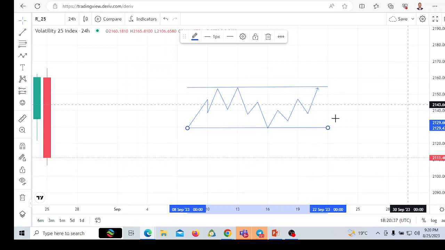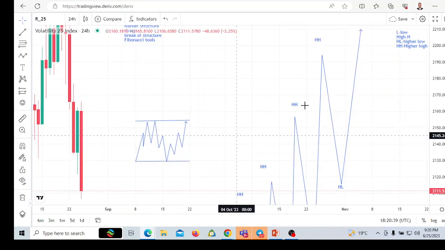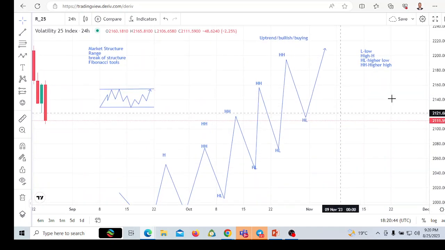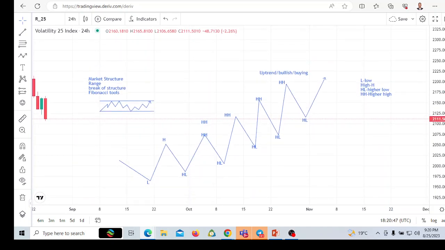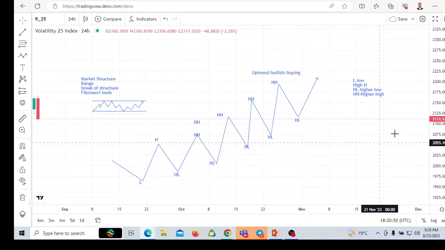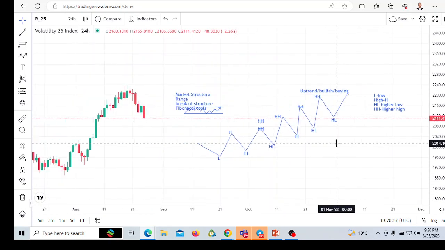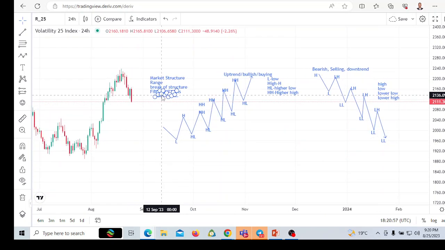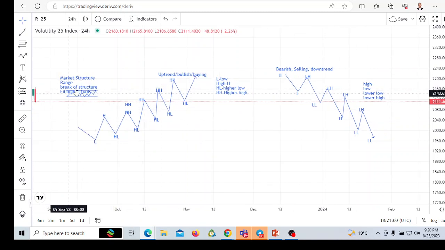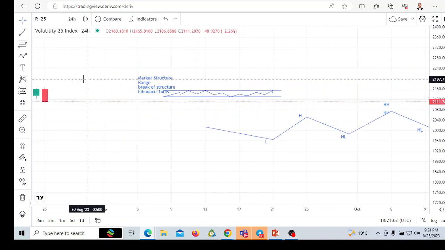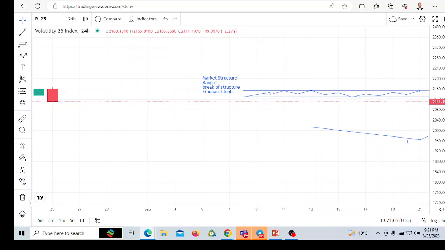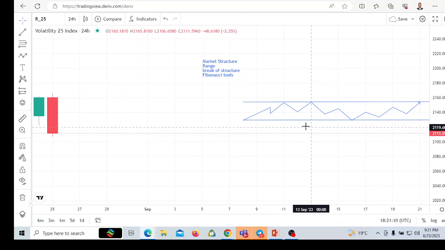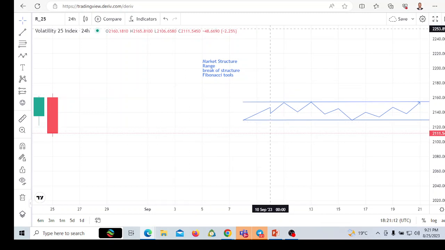So the first one was this one, the uptrend. Then we went to the downtrend. Then this is the third one, the consolidated market, or ranging or choppy. People have different names for it. So that's to do with structure.